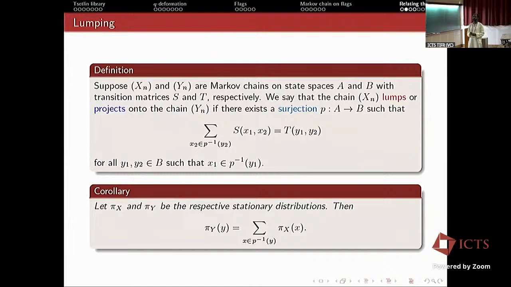If that happens, then if you run the Markov chain above and you just look at what's happening after this projection map, it will also be a Markov chain. The Markovian property will be preserved. If this property does not hold, in general, this is not going to be Markovian. Okay? It will not lose memory. You want this memoryless property. And if such a lumping happens, then the stationary distribution of the lower Markov chain is just the sum of the stationary probabilities of all the things that project to it. Okay, this is again abstract nonsense. You don't need much.